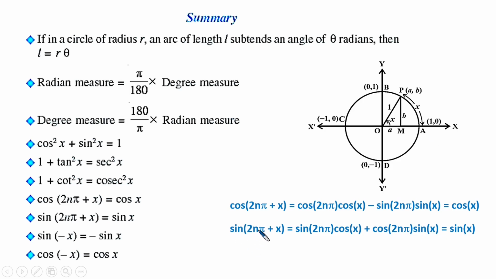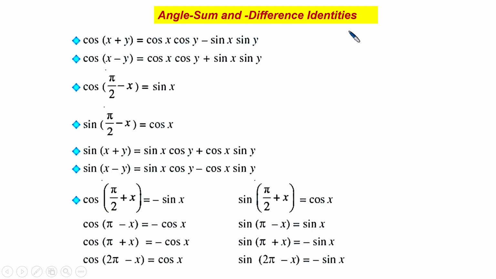So this sin of 2nπ plus x is sin x. So this says that it is repeating every x plus 2nπ times, it is repeating. n can be 1 to any integer. So this is angle sum and difference identities.